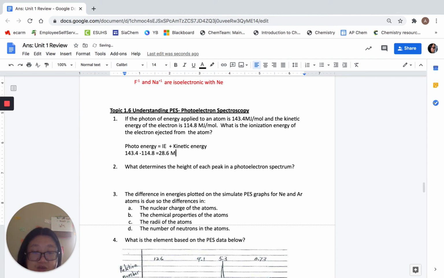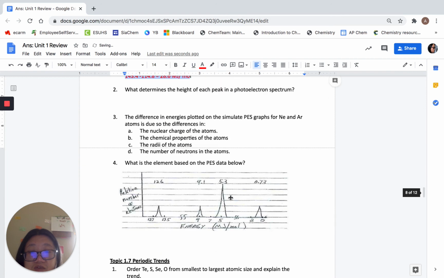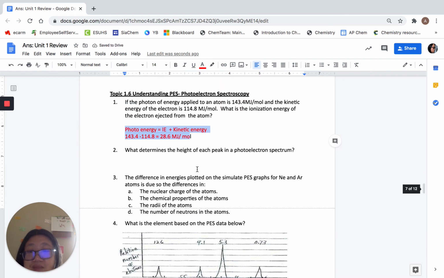Don't forget a unit. And don't get tricked with these questions. Okay, what determines each peak in a photoelectron spectrum? Take a look at the picture. If you haven't seen it yet, you have these peaks. What tells you what the peak was? That is the number of electrons.